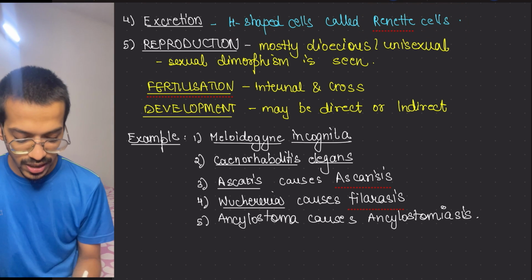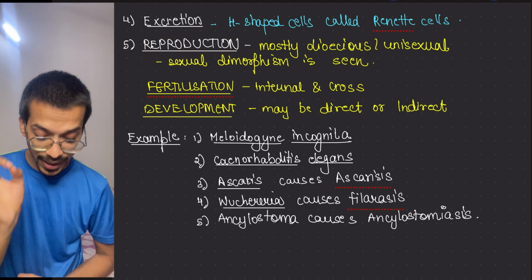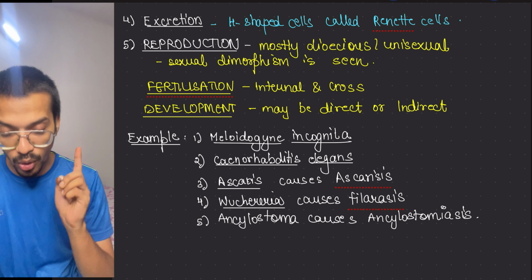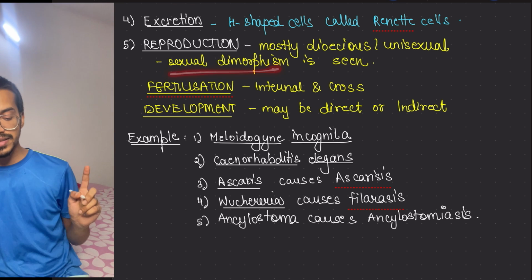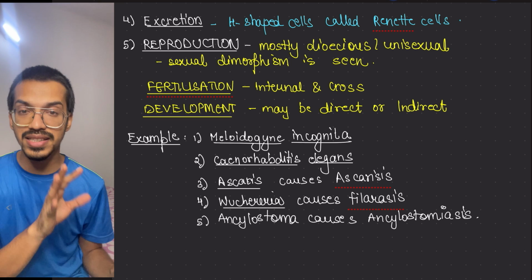Then the reproduction, they are mostly dioecious. Dioecious means male and females would be different looking. Here you have to see that sexual dimorphism is present. And when I am saying sexual dimorphism is present, what does it mean? Male and female are distinct.